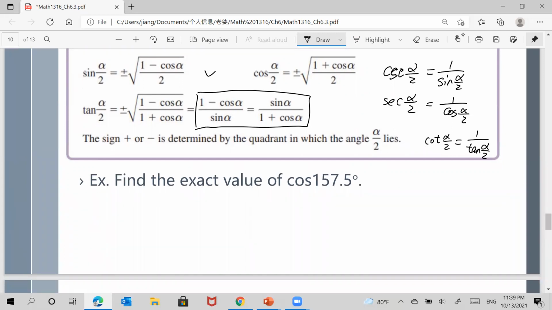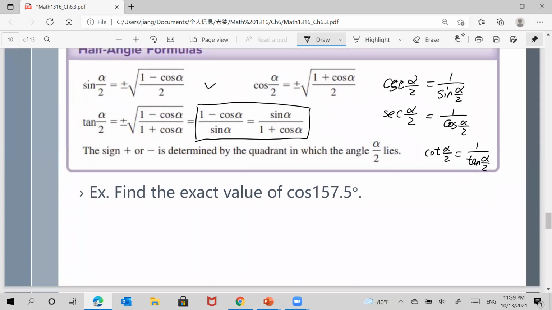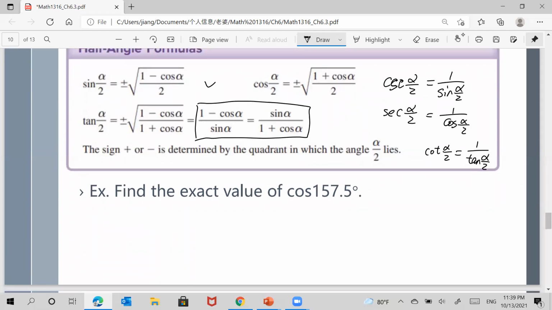So find the exact value of cosine 157.5 degrees. So this angle has a decimal. It's very hard for us. But can we use the half angle formula to find some easy angle? Yeah, for sure. So for example, this is alpha. So 2 alpha is 2 times 157.5. What is that?